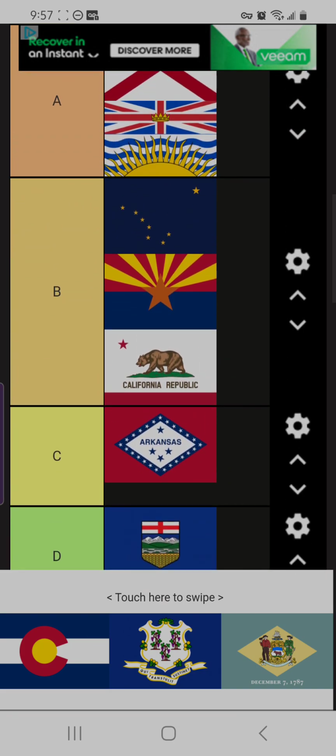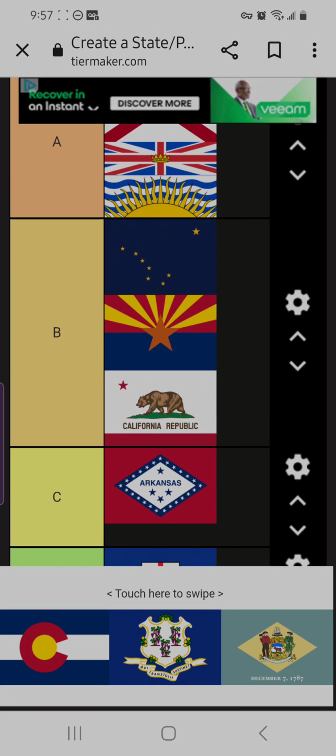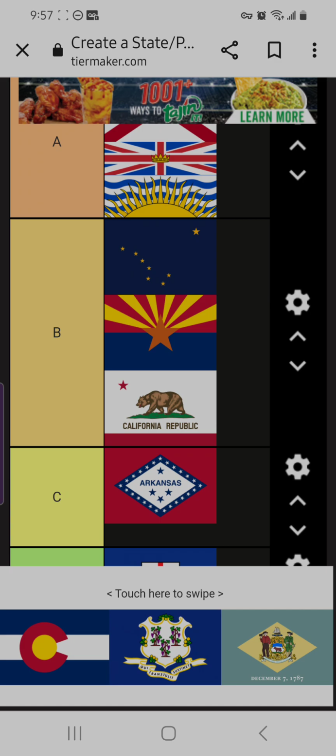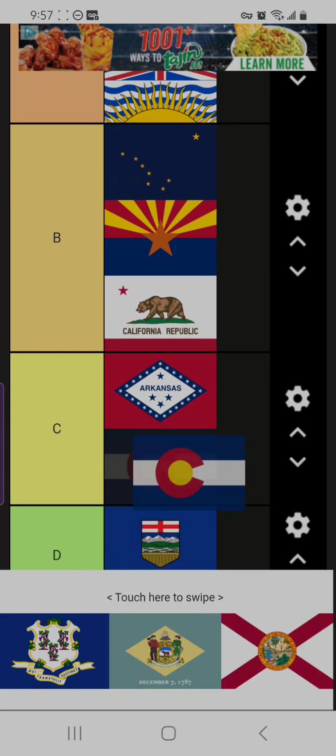Well, Colorado, it's okay. The C standing for Colorado is okay. The colors, the stripes are okay. The dark blue's okay. The white's okay. The Colorado flag is just like the same as Arkansas. Okay, so I'm gonna put them in C tier.